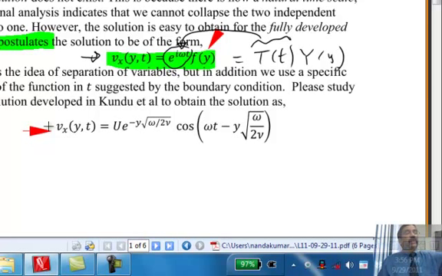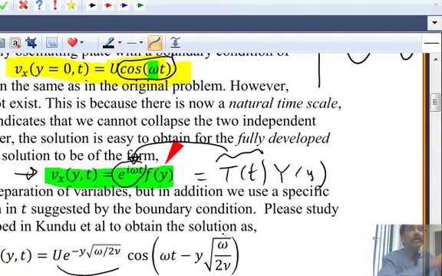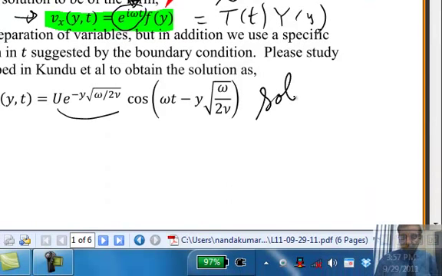Eventually, you will get the solution for the velocity in the x direction. So that consists of e to the power minus y square root of omega over 2 nu, cos of omega t minus y times square root of omega over 2 nu. That is the analytical solution. You can very easily verify at this stage. This kind of thing I may ask you to do in an exam. Okay, so I formulate the problem and then I say show the solution to be like this.